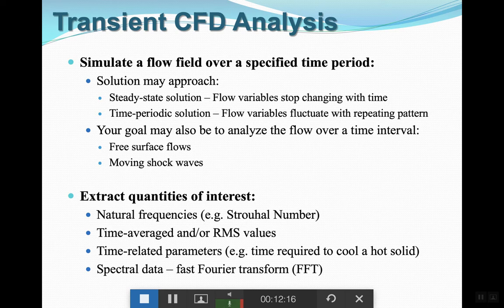So your goal may also be to analyze the flow over a time interval. If we consider all these scenarios, especially the time periodic scenario, it seems that the simulation won't have any end, because everything is changing with time. For that reason, always have in mind any transient flow: because of our limitations, and because it would not be useful for us, we would be simulating it over a specific time period.